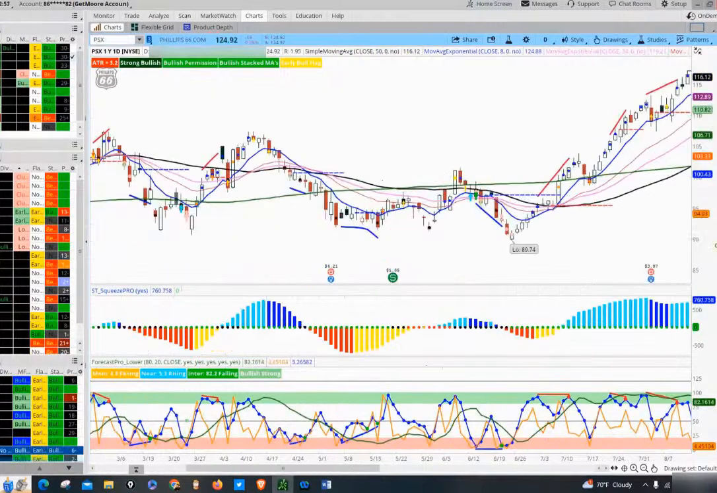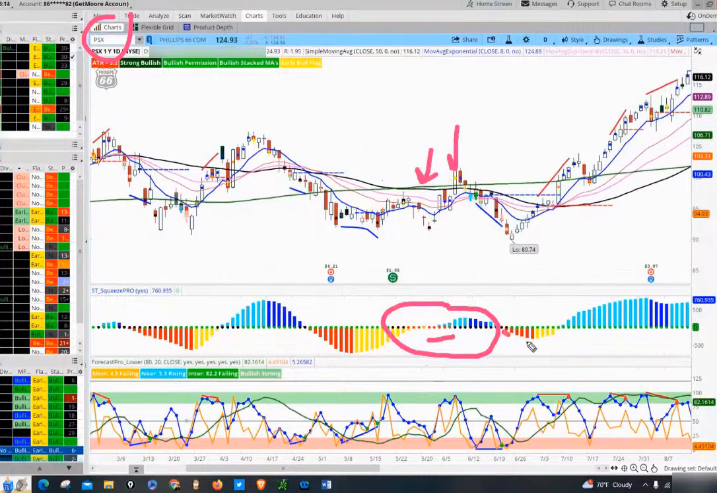All right, so now we're going to look at another one. It's another variation. I'm trying to give you guys as many examples as possible. So we're going to look at PSX. I want you to alert your attention to that beautiful squeeze going on, right? Volatility is contracting, building up energy. Now, here, check this out.